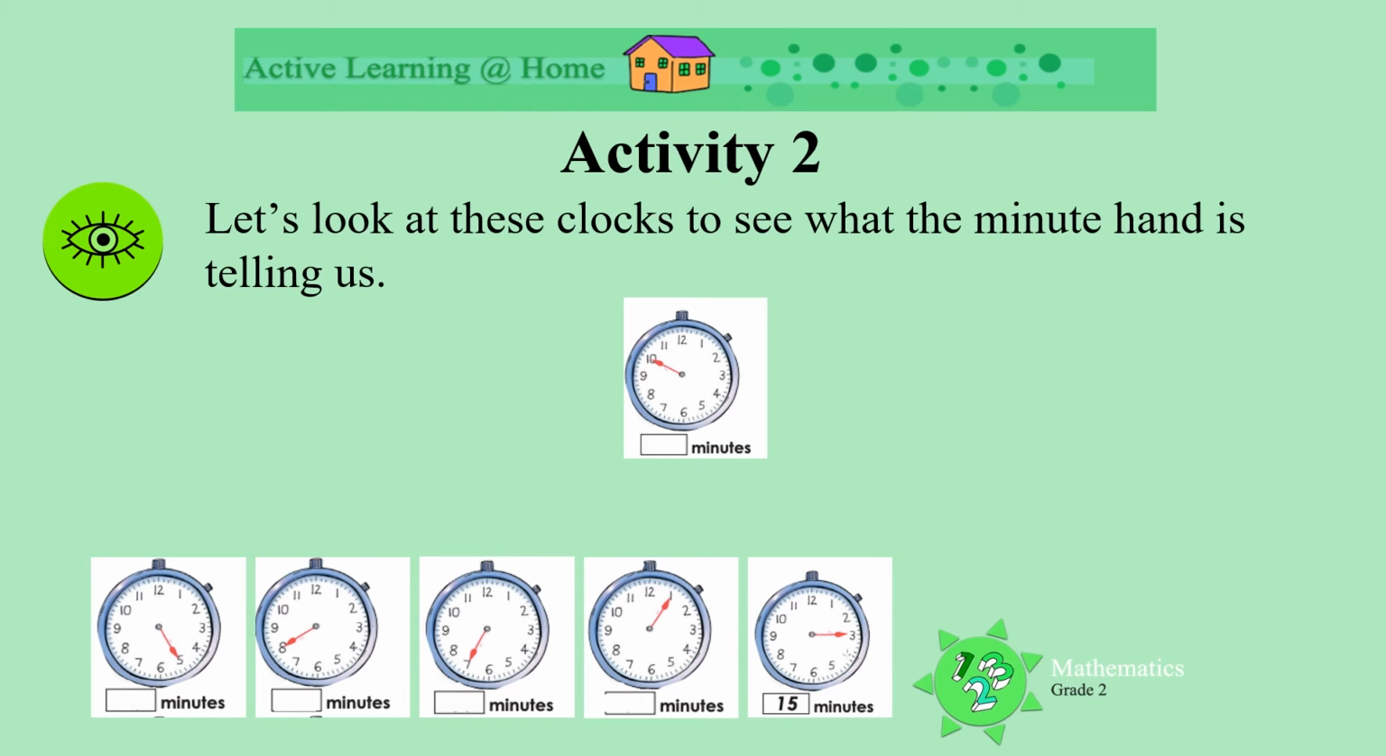Let's have a look at the second one. This time around, let's try to count in 5s. We know that when the minute hand moves from 12 to 1, that is 5 minutes. And when it moves from 1 to 2, that's another 5 minutes, which is 10 minutes. And when it moves from 2 to 3, that's another 5 minutes, which is 15 minutes.